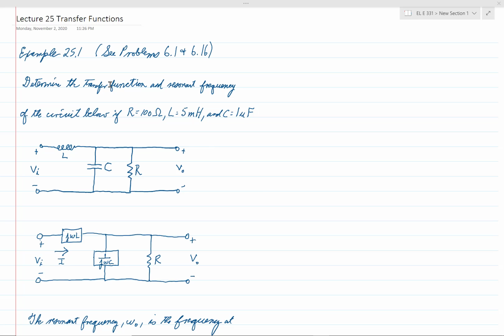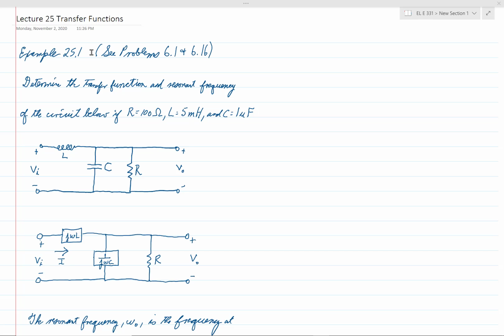We are going to work two examples, or maybe you could consider it three examples today, and all of them will deal with this circuit shown right here. And this circuit is also considered in problem 6.1 and 6.16 in your textbook.